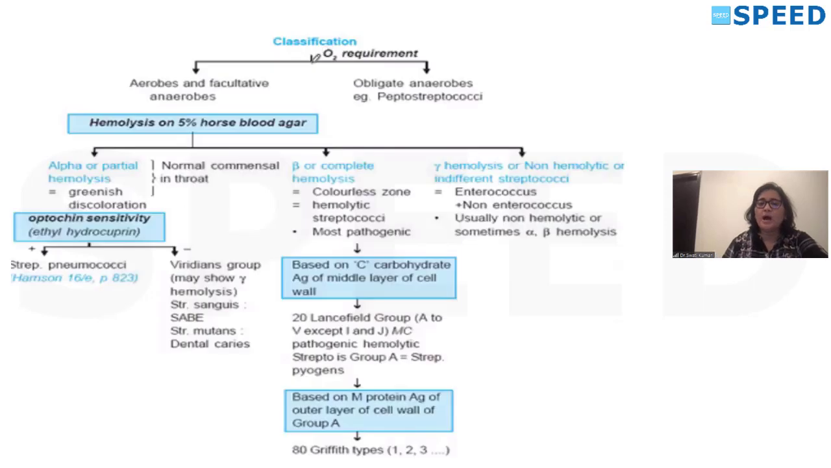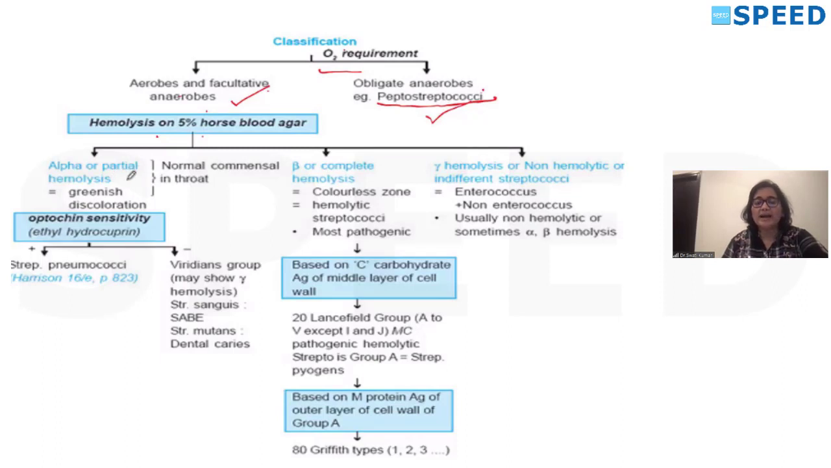Okay. So how do we classify Streptococcus? First, on the basis of their oxygen requirement, we say they are aerobes and facultative anaerobes, or obligate anaerobes. An obligate anaerobe example is Peptostreptococcus. Aerobes and facultative anaerobes we further classify on the basis of hemolysis on 5% sheep blood agar.